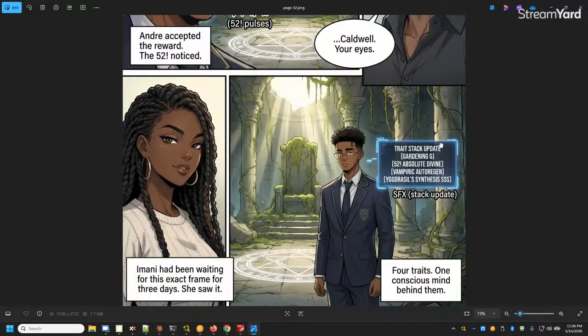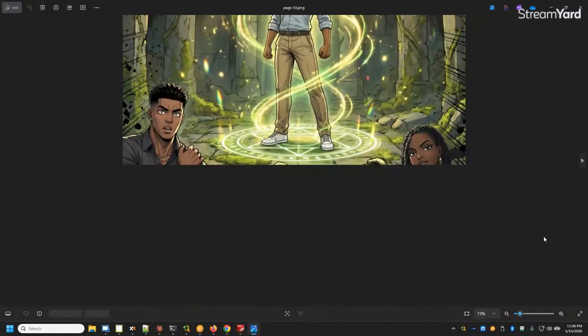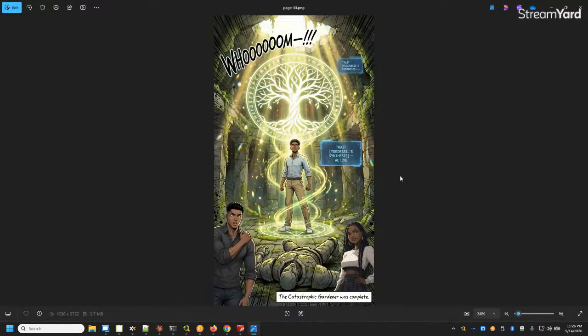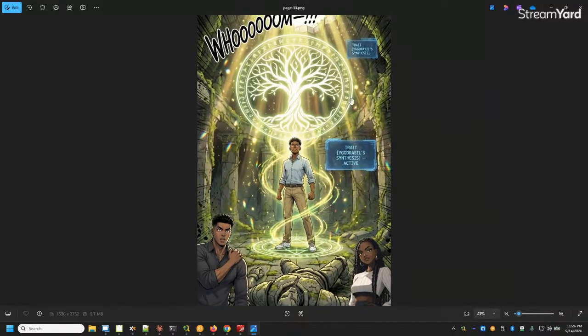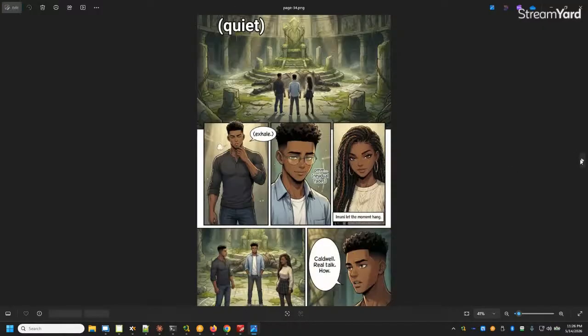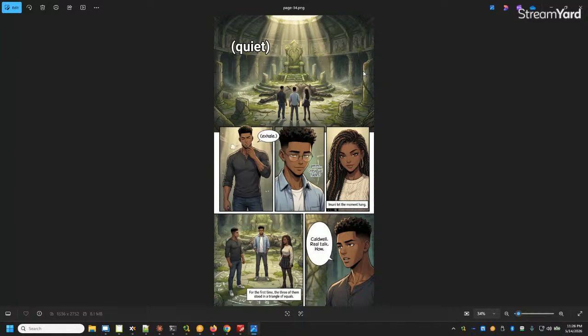Four traits, one conscious mind behind them. All right, let's see. And I guess this is the special effects when he receives his second trait. And he receives it because he's done the most killing in the dungeon. So whoever does the most killing gets the biggest portion of the rewards.